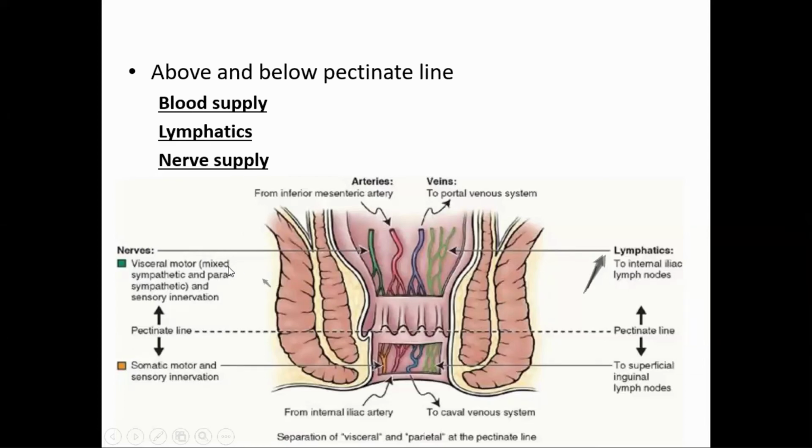The nerve supply is sympathetic and parasympathetic. Sympathetic via the L1 and L2 segments of the spinal cord, and parasympathetic via the S2, S3, S4 segments of the spinal cord, known as the pelvic splanchnic nerves.